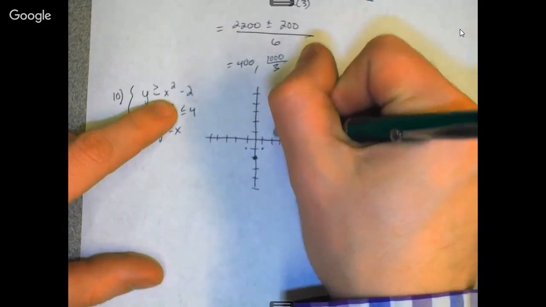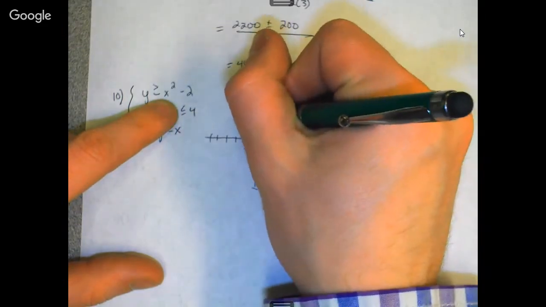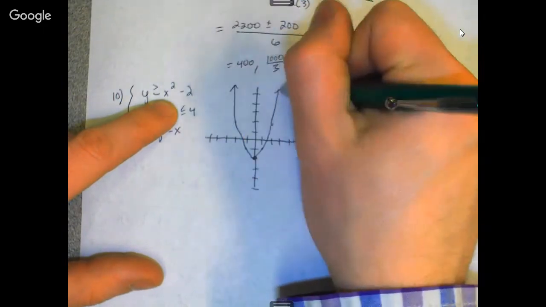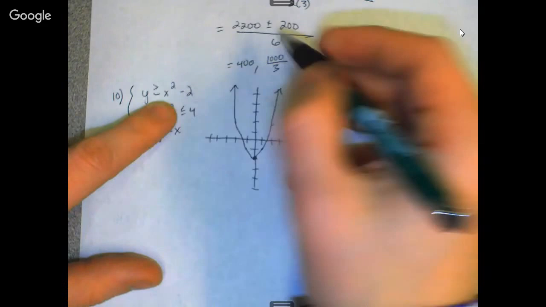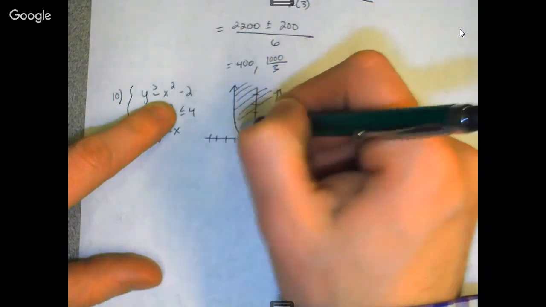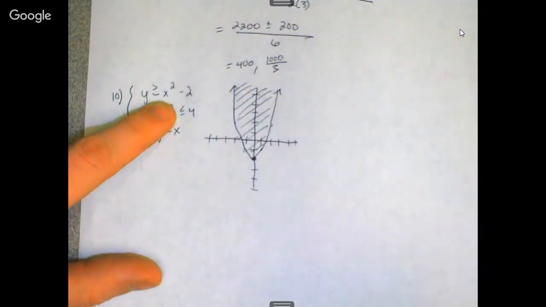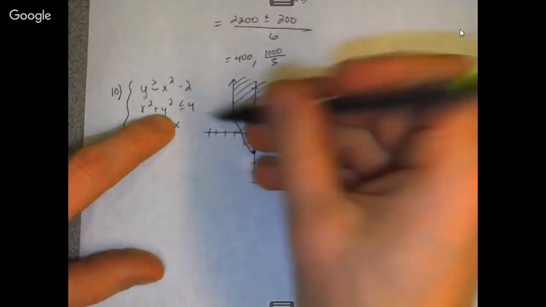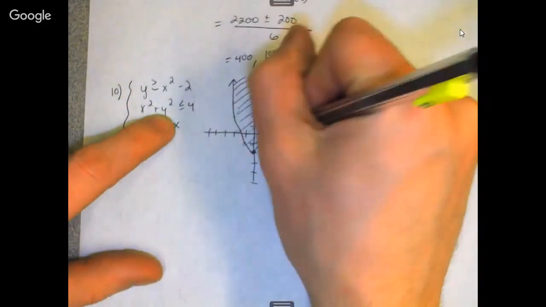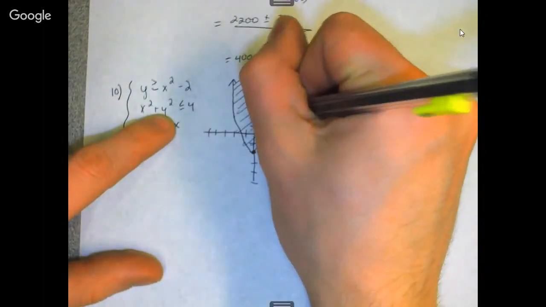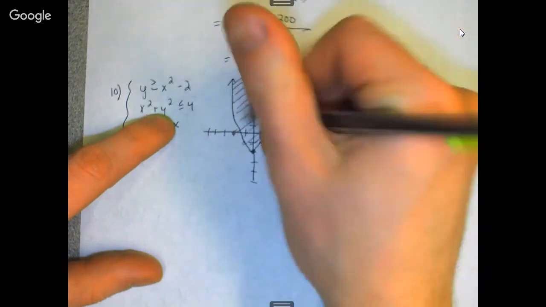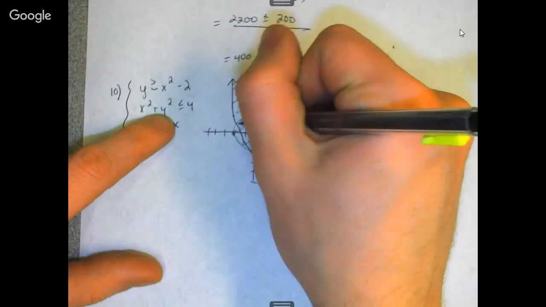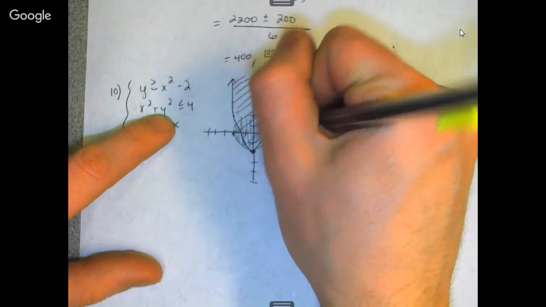Don't forget to plot some extra points. Okay, and y is greater than your parabola, so you will be shading on the inside here. The next one is a circle centered at 0, 0 with radius 2. So 2, 2, 2, and 2. Your circle is less than or equal to your radius, so we're going to shade on the inside.